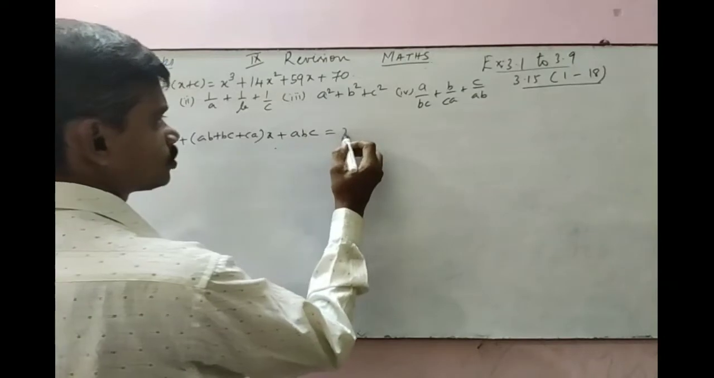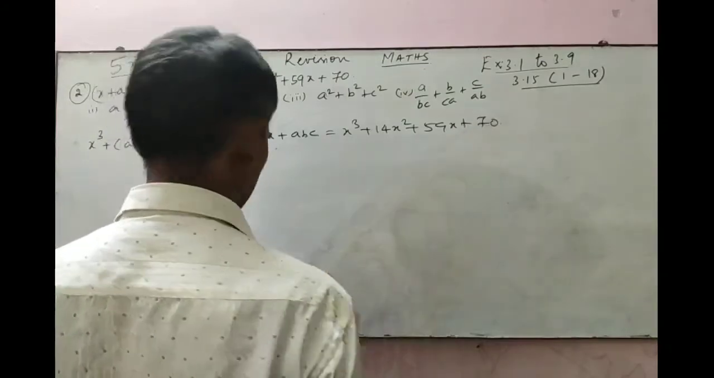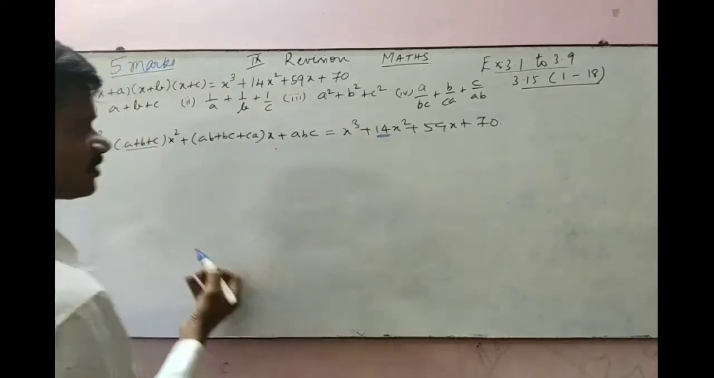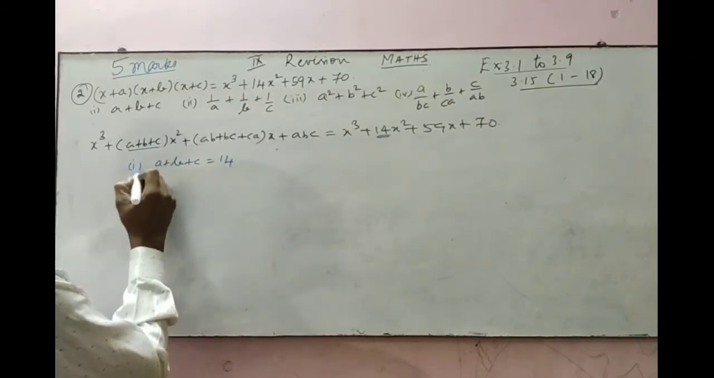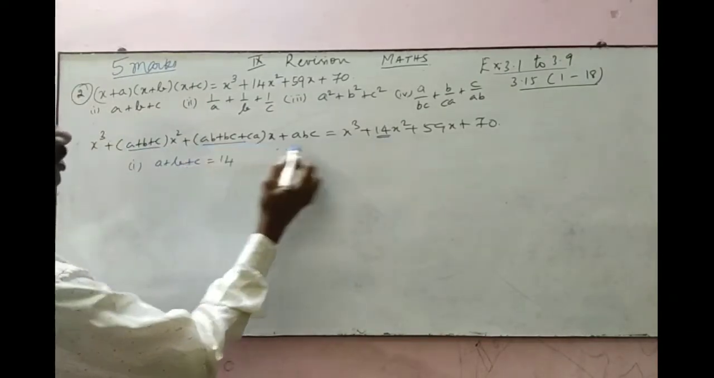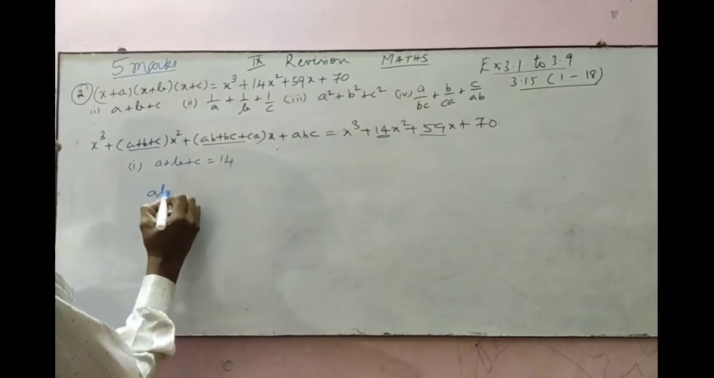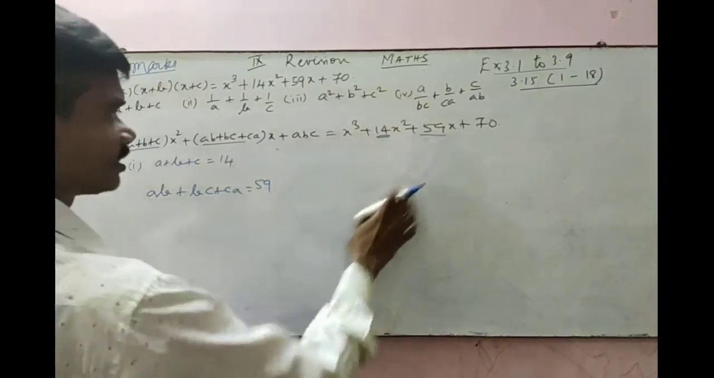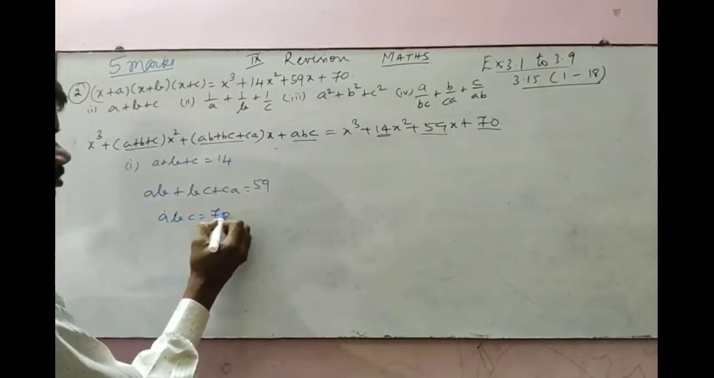If we equate these two, x cube plus 14x square plus 59x plus 70, we get the value of a plus b plus c as the coefficient of x square, that is 14. So we get the first answer straight away from this coefficient: a plus b plus c is equal to 14. Then the coefficient of x is ab plus bc plus ca, the value of which is 59. Then a into b into c is 70, abc equals 70.